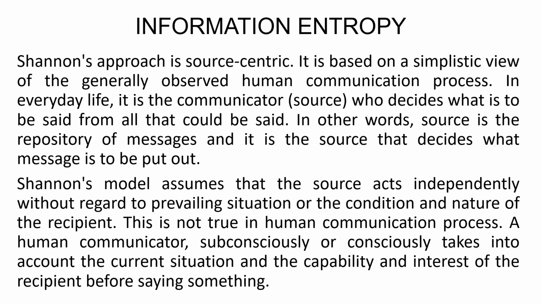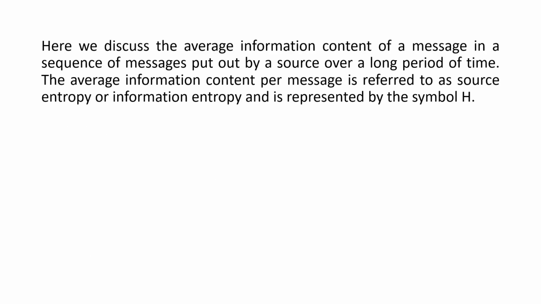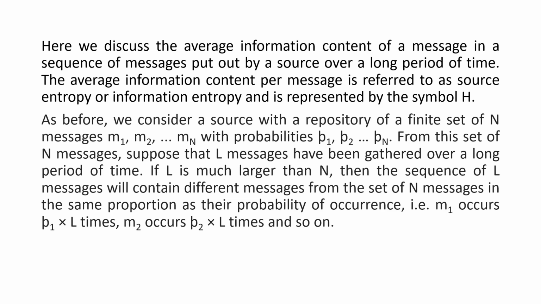A human communicator subconsciously or consciously takes into account the current situation and the capability and interest of the recipient before saying something. Here we discuss the average information content of a message in a sequence of messages put out by a source over a long period of time. The average information content per message is referred to as source entropy or information entropy, and is represented by the symbol H. As before, we consider a source with a repository of a finite set of n messages m1, m2 up to mn with probabilities p1, p2 up to pn.